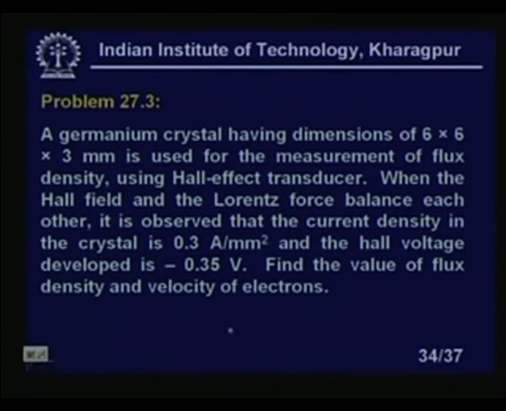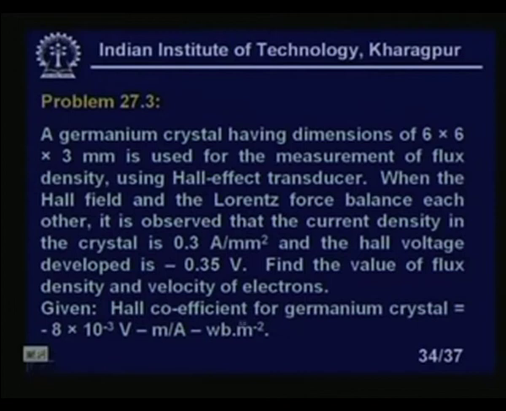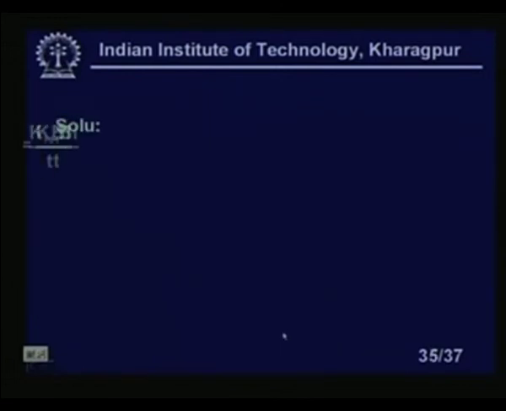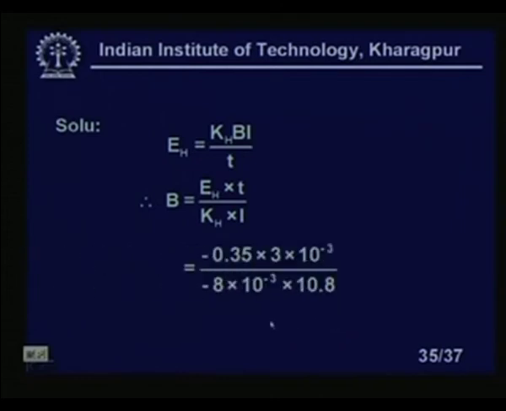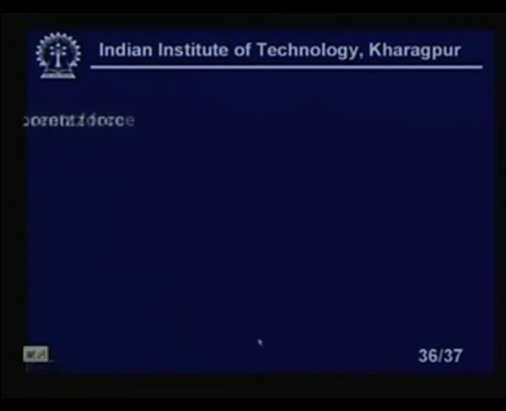This is our problem. Given the Hall coefficient for the germanium crystal is -8 × 10⁻³ volt meter per ampere Weber per meter square. Solution: E_H equals K_H B I by T, as we have seen. So, B equals E_H T by K_H into I. You just put in all these values. So, B equals 0.012 Weber per meter square.